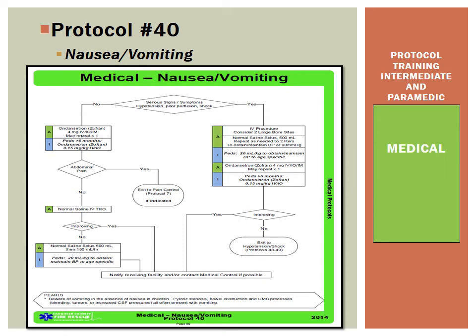Okay, protocol 40 is our nausea and vomiting protocol, and the first question we need to ask is, are there serious signs and symptoms of hypotension, poor perfusion, or shock? If the answer is yes, we're going to immediately start treating our hypotension with our normal saline boluses of 500 mLs. We may repeat up to 2 liters to obtain that systolic blood pressure greater than 90 millimeters of mercury, and then we're going to treat the nausea with our Zofran.